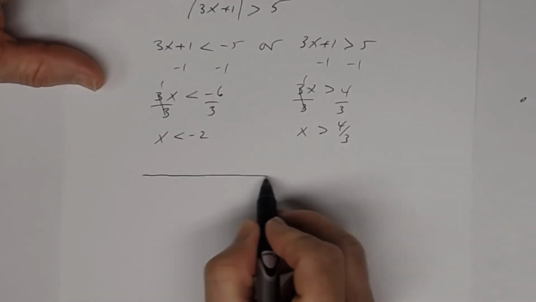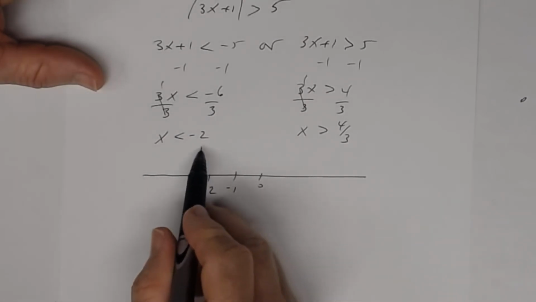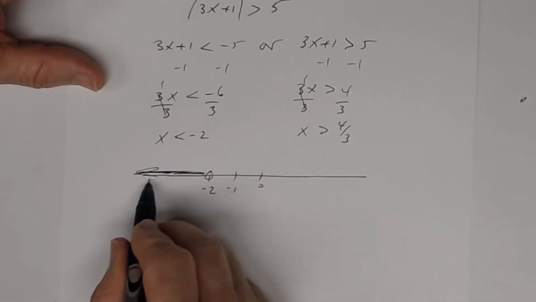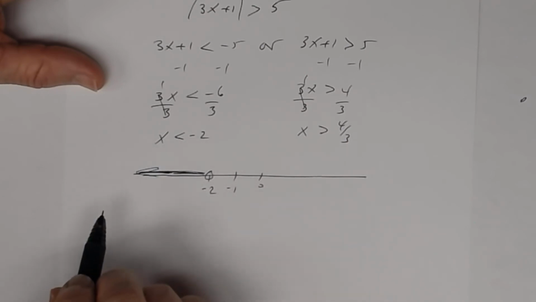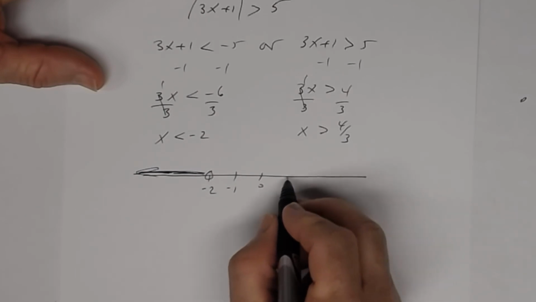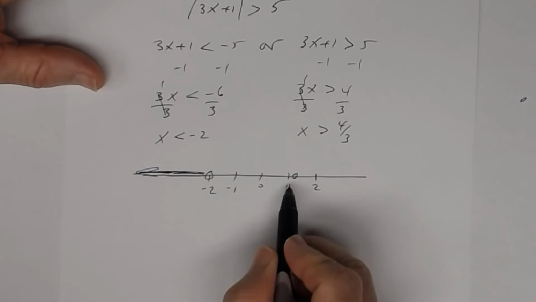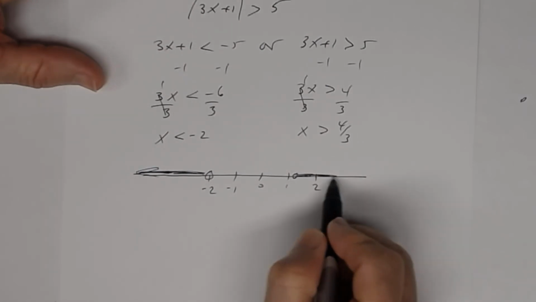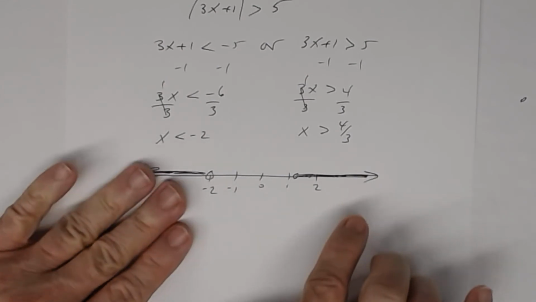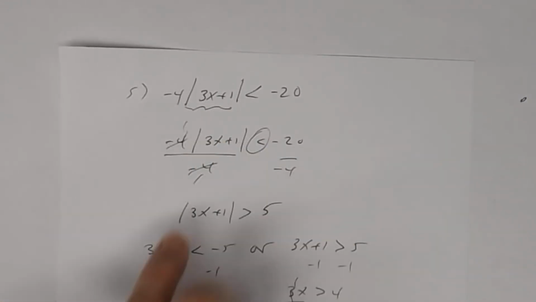On the number line, if this is 0, this is -1, this is -2. On -2, I'm going to put an open circle. There's no equal sign. Less than. So this is a graph of the solution to this inequality statement. Over here, 4/3 is 1 and 1/3. So if this is 1 and this is 2, 1 1/3 is closer to 1. And so you're going to go to the right. So these two graphs represent the solution set. So these two graphs represent solutions to this inequality.